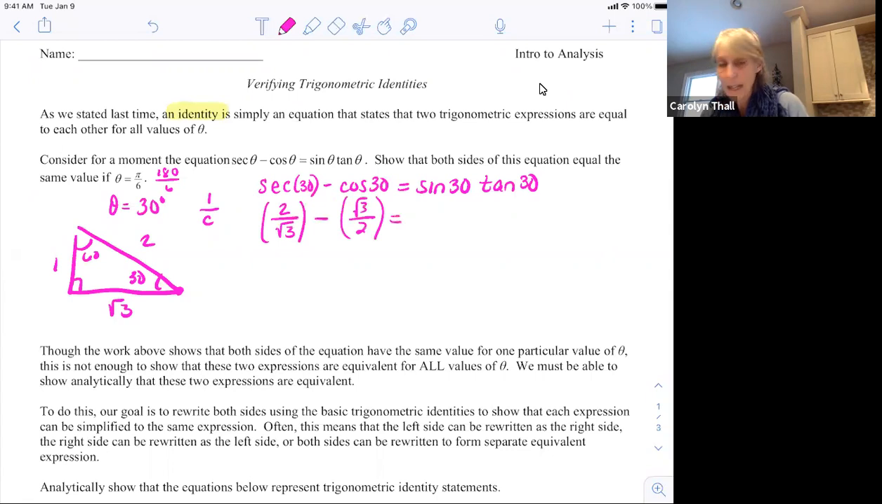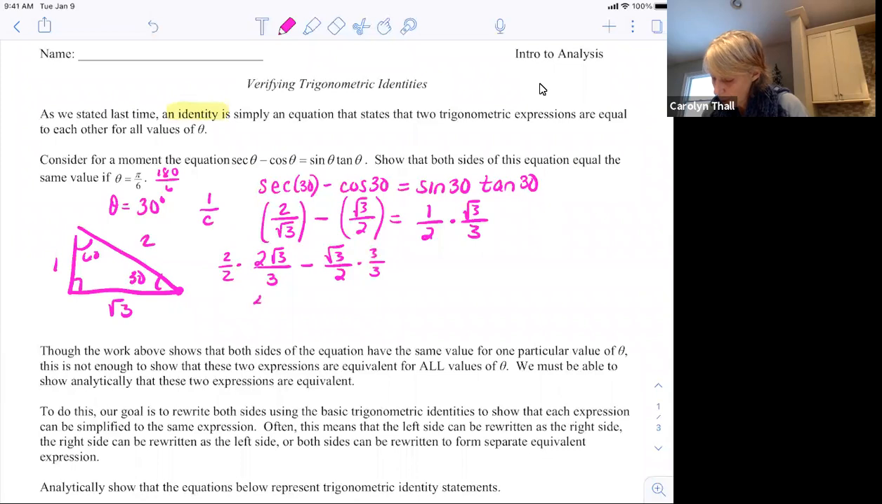I'm just setting up the function values. Sine of 30, opposite over hypotenuse, times tangent of 30, which is opposite over adjacent. I might convert this one to rad 3 over 3. It might be a little bit easier. So on the left side now, I've got to add those two fractions together. We may actually rationalize this: 2 rad 3 over 3 minus rad 3 over 2. So I have to multiply this fraction by 2 over 2 and this one by 3 over 3.